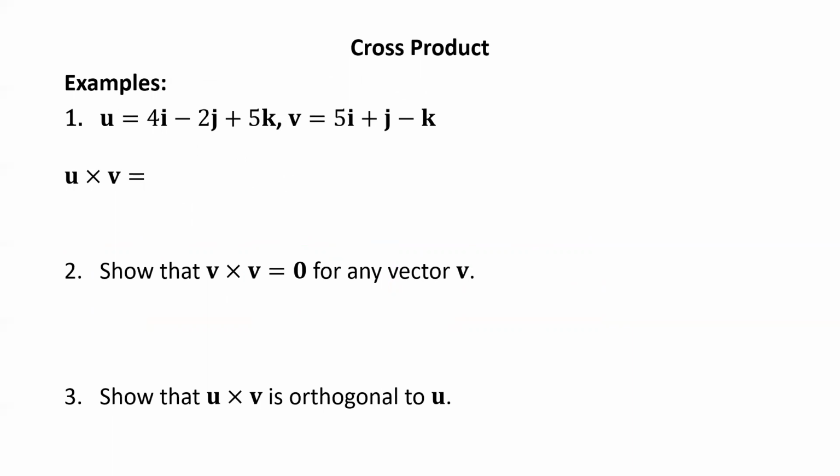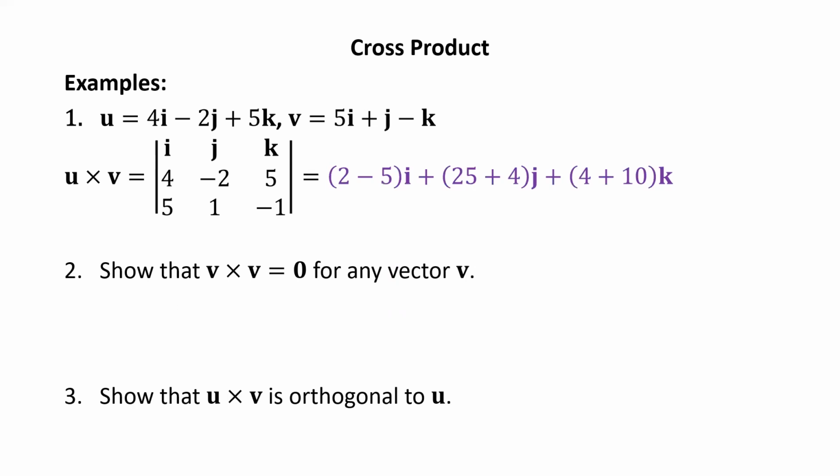Okay, so let's take the cross product of these two vectors, u and v. So we form this matrix, i, j, k, and then we put the components of u, 4, -2, 5, and then the components of v, 5, 1, -1. And we're going to take this determinant.